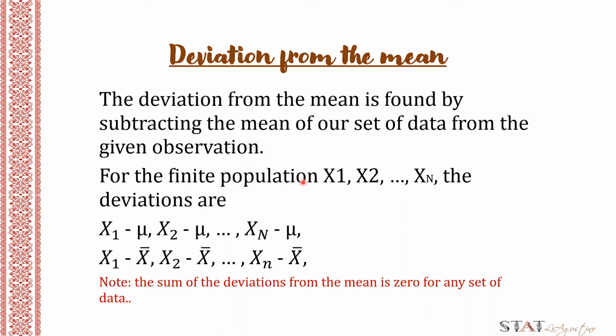For the finite population x1, x2 until xn, the deviations are the first observed value minus the population mean, the second value minus the population mean, and so on until our nth observation. If we have a sample, then we can use the x bar instead of our population mean, or the mu. Note that the sum of the deviations from the mean is 0 for any set of data, and that is the principle already.